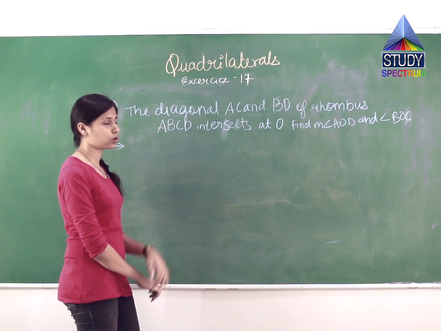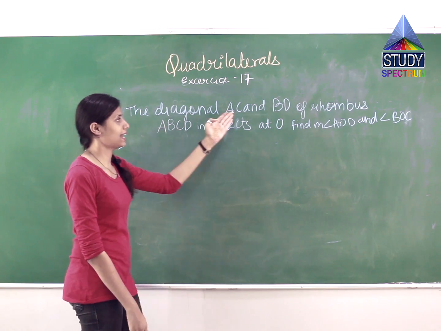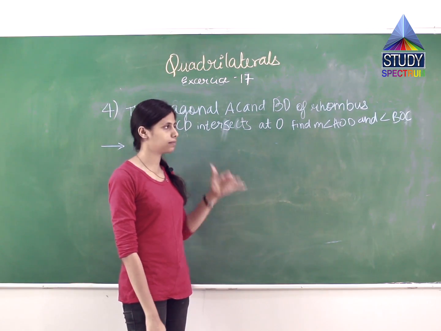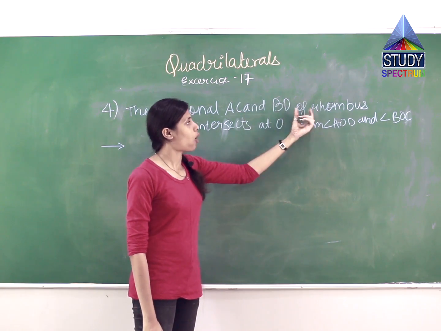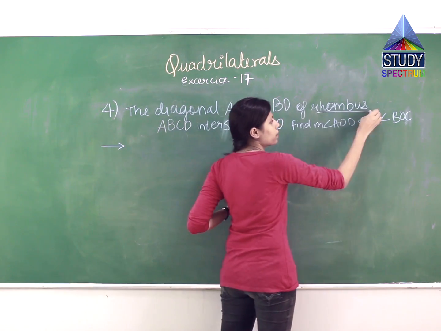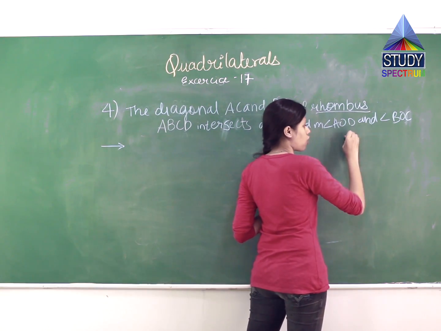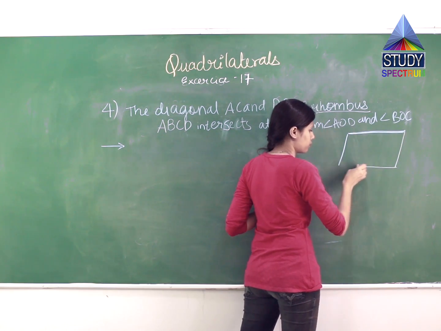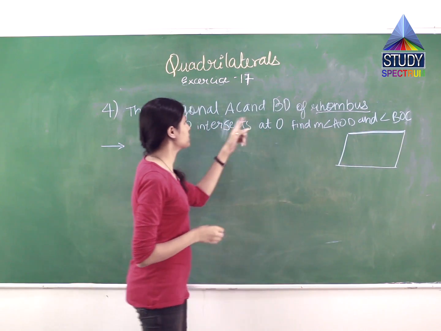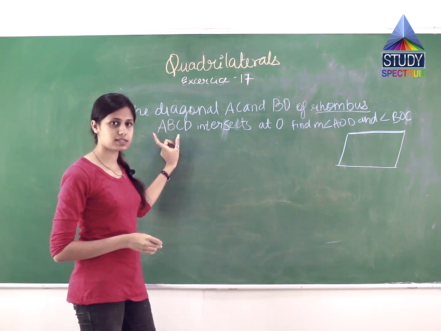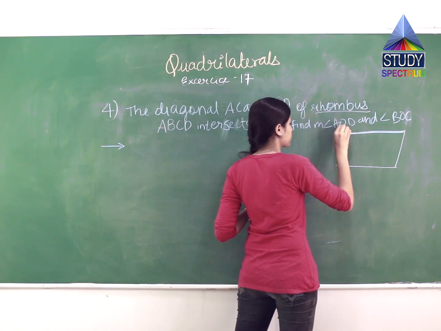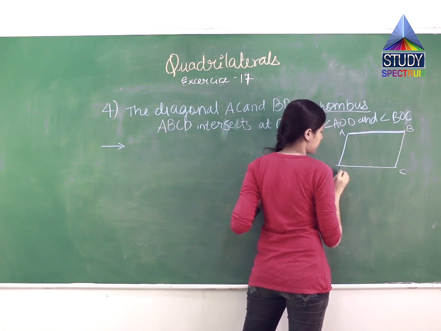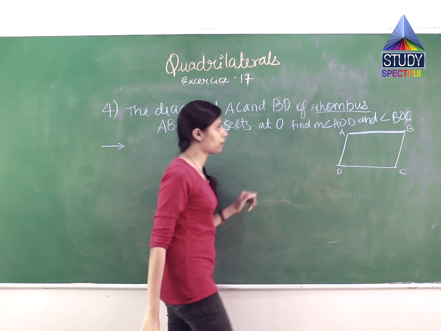Let's start with the fourth question. The diagonal AC and BD. Which diagonal? Which diagram? So first let us draw the diagram. Then we'll come back to the statement of rhombus. See, rhombus. So let us draw rhombus. And what is the name of this rhombus? ABCD. So A, B, C and D. This is the name of the rhombus.